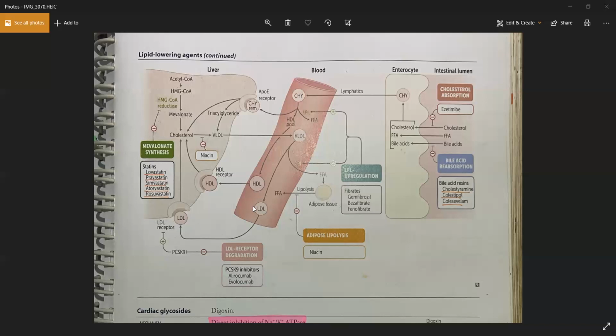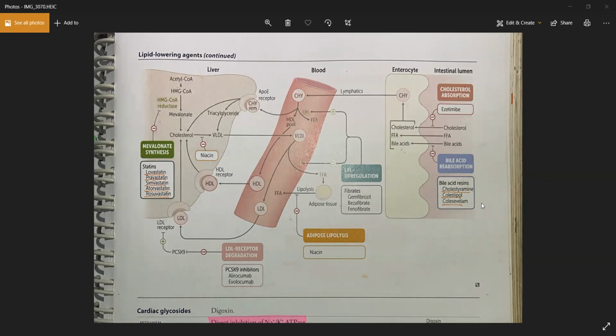LDL has the receptors which are known as the LDL receptors. LDL receptors are present on the liver and other tissues. Through the LDL receptors, they will be taken up by the liver and other tissues in the body, and that's how the cycle works. All of the drugs that we're going to study now will work on any of these pathways.